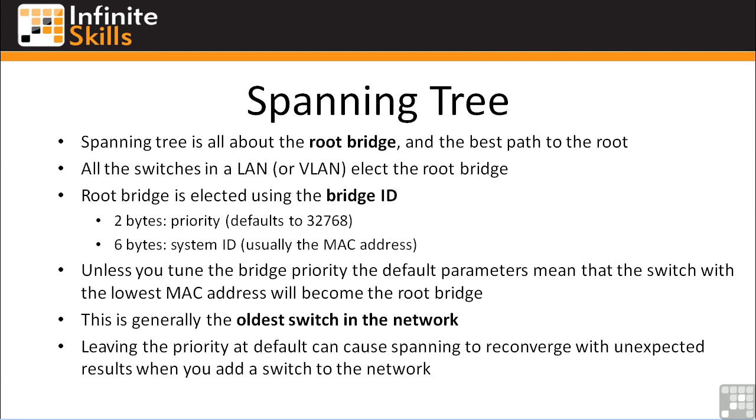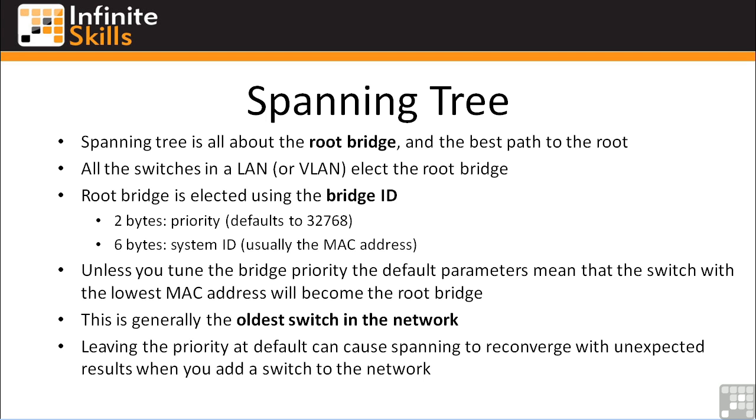Another reason why you want to engineer how Spanning Tree works is if you leave all of your switch priorities at default, Spanning Tree can reconverge with unexpected results when you add a switch to the network. This actually happened at a job that I worked recently. We were doing some network maintenance overnight, and a department had a switch that they wanted to add to the network. So they didn't tune any of the Spanning Tree parameters on there. They just plugged it into the network.